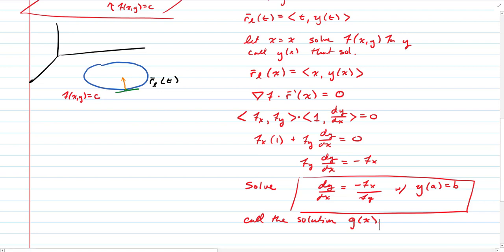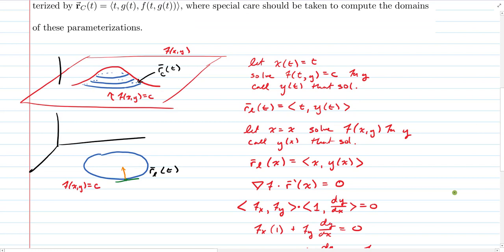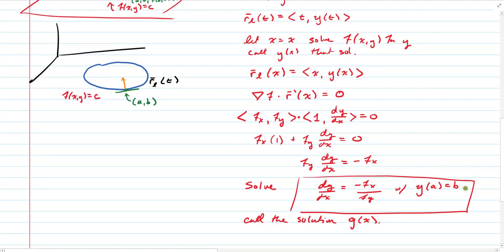Okay. Real quick, I guess I should say this. For that initial condition, what we want is this level curve right here, which passes through the ordered triplet a, b, f of a, b. Or if we're just looking in the domain, this would be the ordered pair a comma b. That's the domain value that gives us that ordered triplet on the graph. And so that's the initial condition we want.